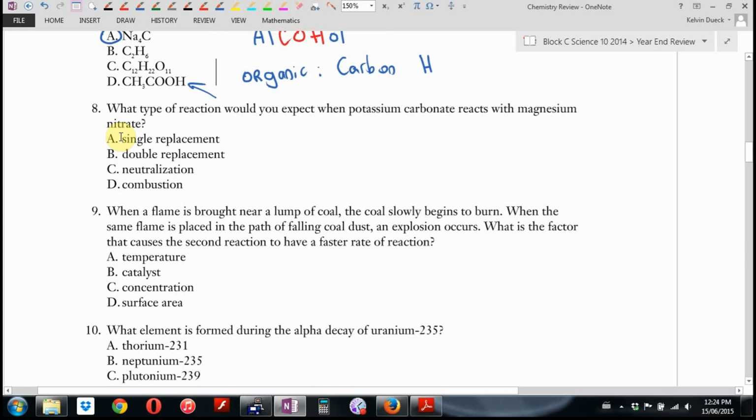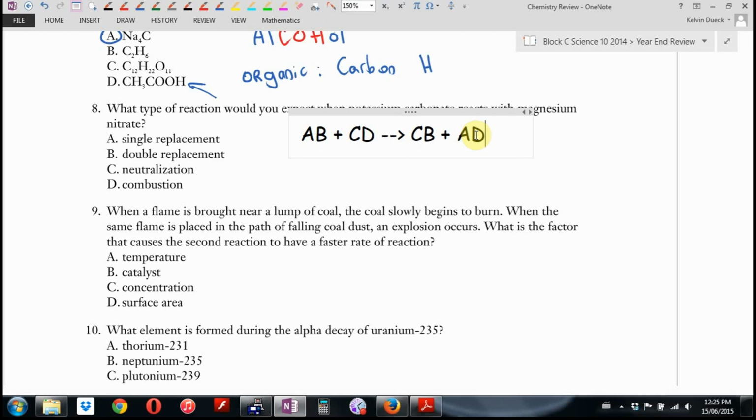So remember, we had types of reactions. Single replacement looked like this: A plus BC became AC plus B. Or we had double replacements, where you swap partners. Or we had acid-base neutralization. How can you recognize something is an acid? What did it start with? H. How can you recognize something is a base? What did it end with? OH.